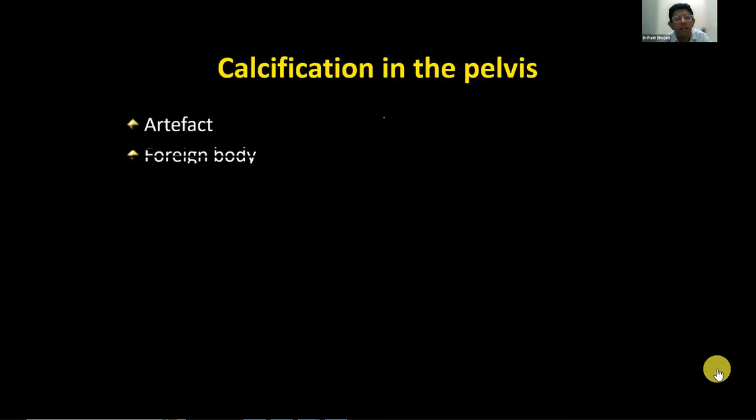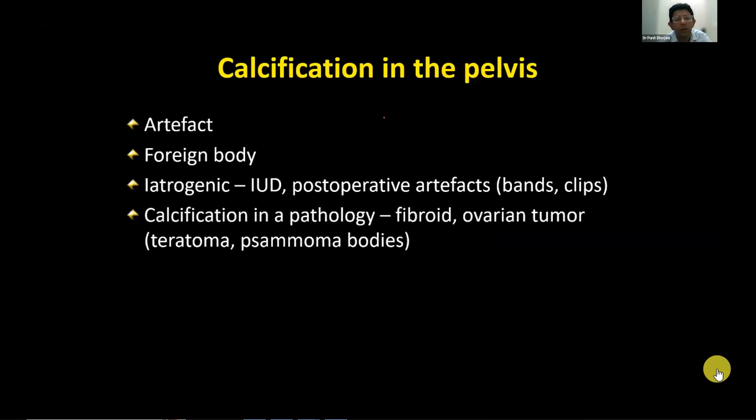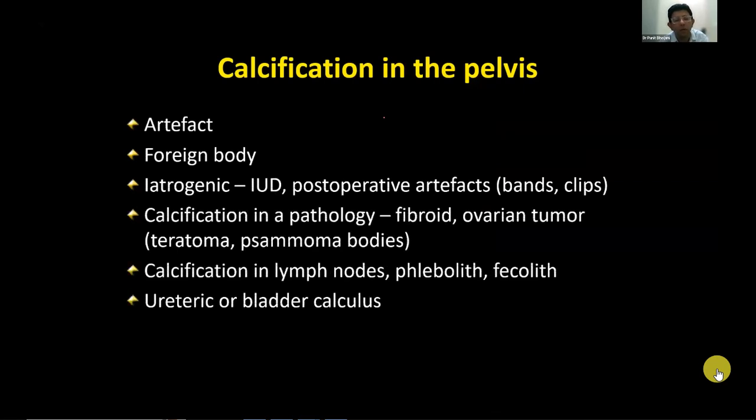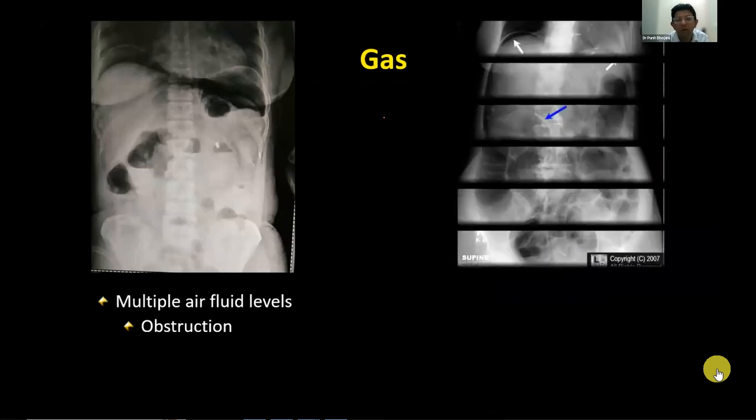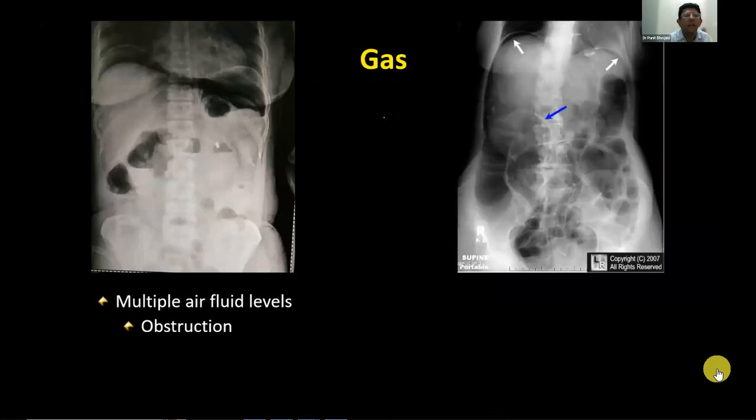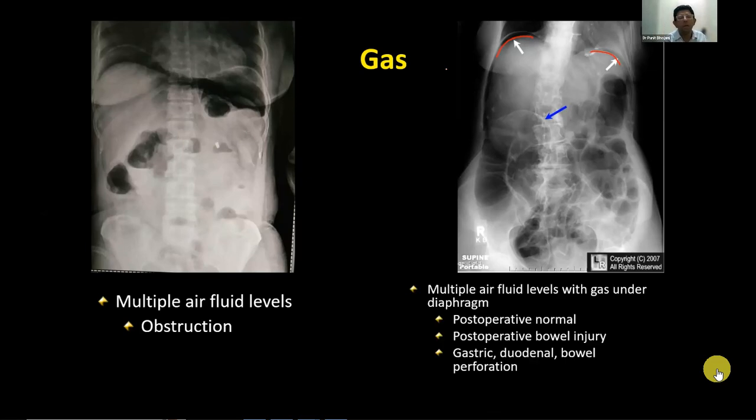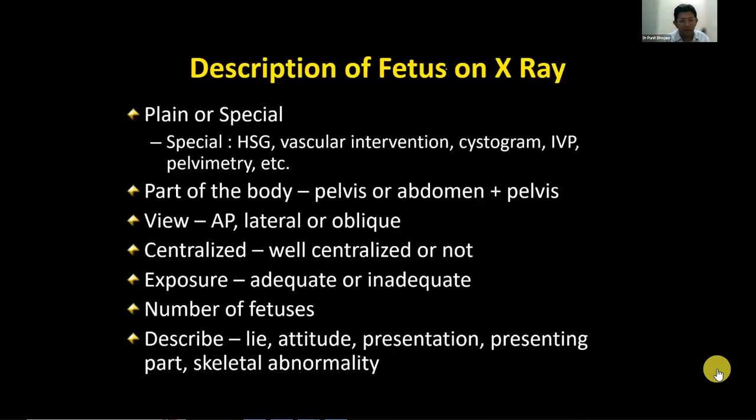Okay, we know calcification could be a foreign body, an IUD, teratoma, lymph nodes, bladder calculus, or even calcification. Then this one: what is this? Multiple air fluid levels, obstruction. What is the common cause? Is gas under the diaphragm always abnormal? No. What is the common cause of gas under the diaphragm? Yes, absolutely correct. Laparoscopy surgery, laparotomy surgery, all that will come to know whether this is there. Okay.